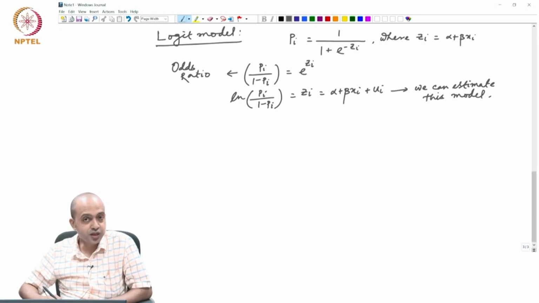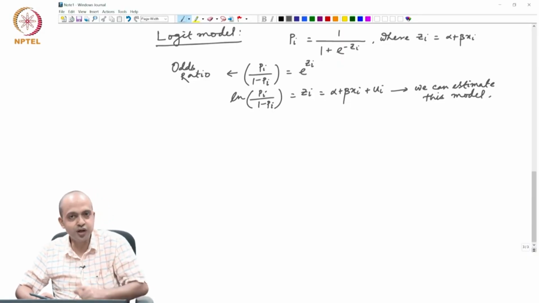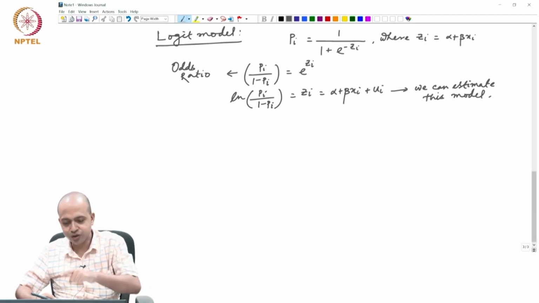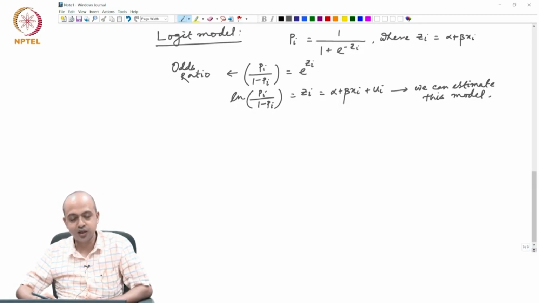Since this is pi, the probability of owning a car or a house, pi by 1 minus pi is called the odds in favor of the event happening, or odds in favor of owning a car. Since the numerator is pi, we say this is odds in favor of owning a car. If we calculate 1 minus pi by pi, that is also an odds ratio, but it indicates odds against happening of that event. So here, pi by 1 minus pi is your dependent variable, and we can take the log of this.